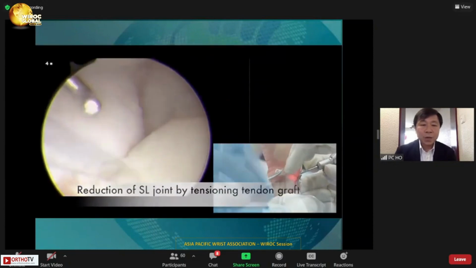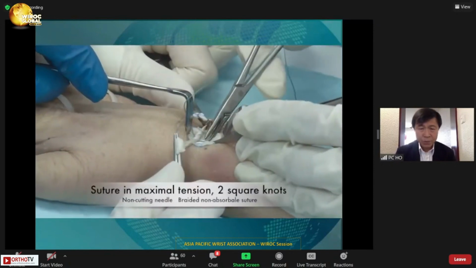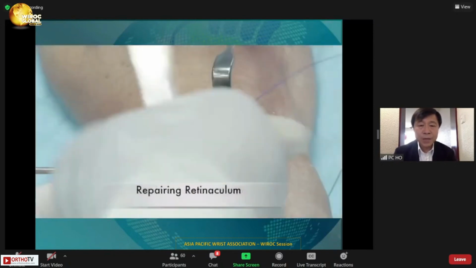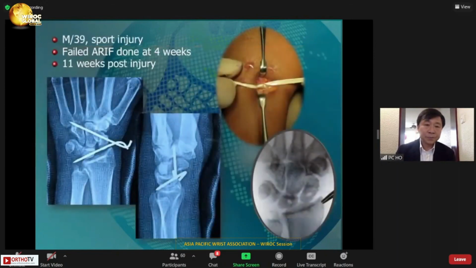Put it back to the traction tower to demonstrate that by pulling the tendon, the scapholunate joint can completely reduce, and then put the wrist down, maximize the tension, and suture with the non-absorbable suture. So that is actually relatively simple and straightforward.